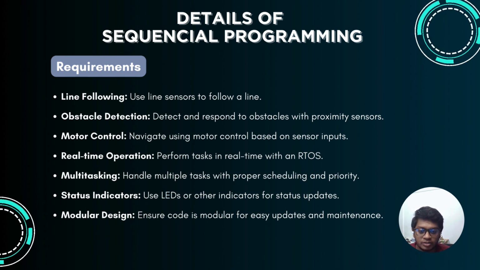Next, real-time operation. The robot should perform tasks in real time using a real-time operating system. Then we have multitasking. The system should handle multiple tasks simultaneously with proper task scheduling and priority management. Status indicators. The LEDs or other indicators to show the status of the robot and tasks. And last, modular design to ensure the code is modular to facilitate easy updates and maintenance.